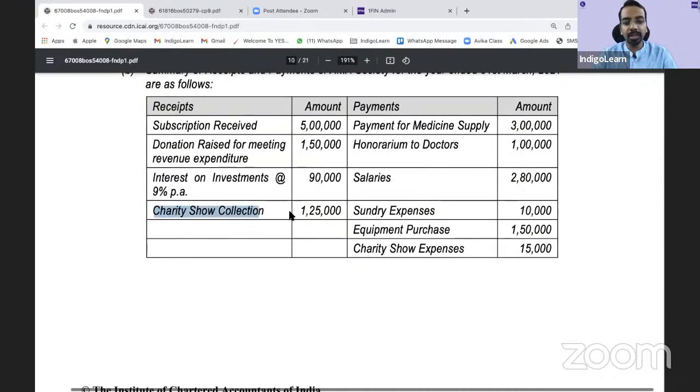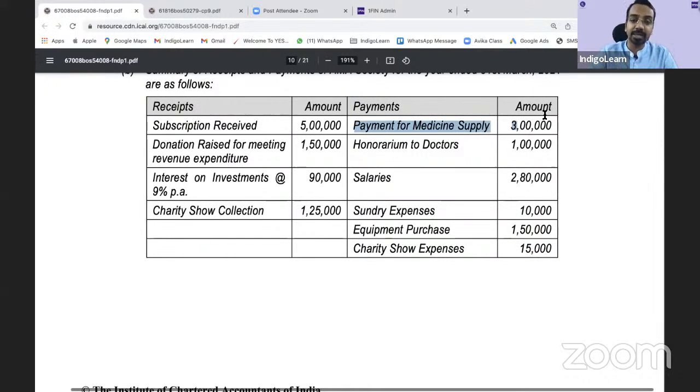Then charity show collection 1,25,000. So you can show it on the income side and reduce these expenses, or show these expenses separately on the expenditure side. Both treatments are perfectly acceptable. Okay, we are done with the receipt side. Now come to the payment side. Payment for medicine supply 3 lakhs.